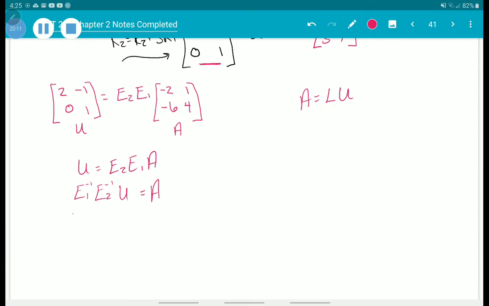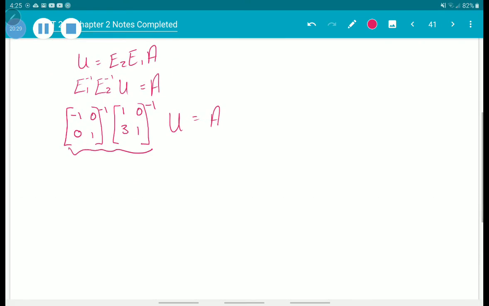So E1 was negative 1, 0, 0, 1. E2 was 1, 0, 3, 1. I need to take the inverse of each one of those. That's going to give me my L. Well, the inverse of that first one will be negative 1, 0, 0, 1. The inverse of the second one is an elementary matrix, so it would be 1, 0, negative 3, 1.